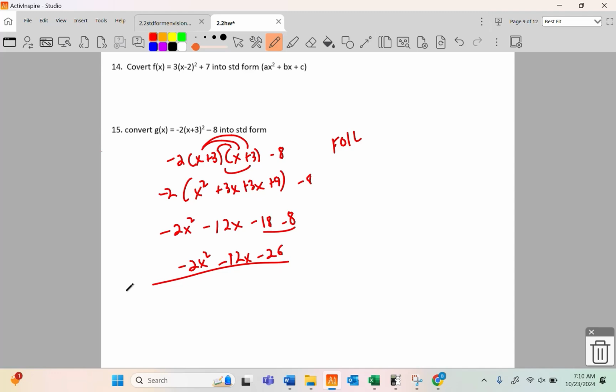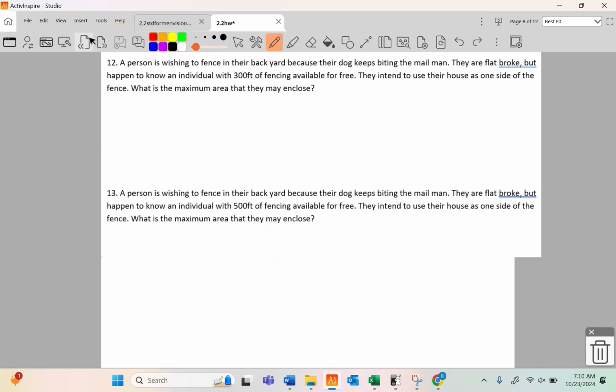And converting to standard form, pretty simple. Moving backwards again. A person is wishing to fence in their backyard because their dog keeps biting the mailman. They are flat broke but happen to know an individual with 500 feet of fencing available free. They intend to use their house as one side of the fence. What is the maximum area they may enclose?